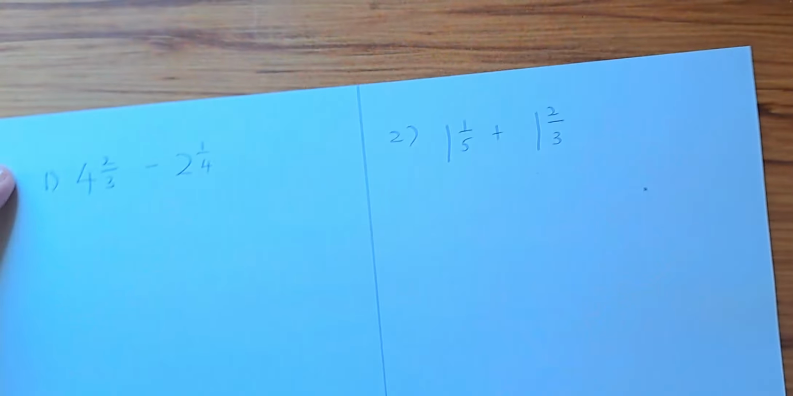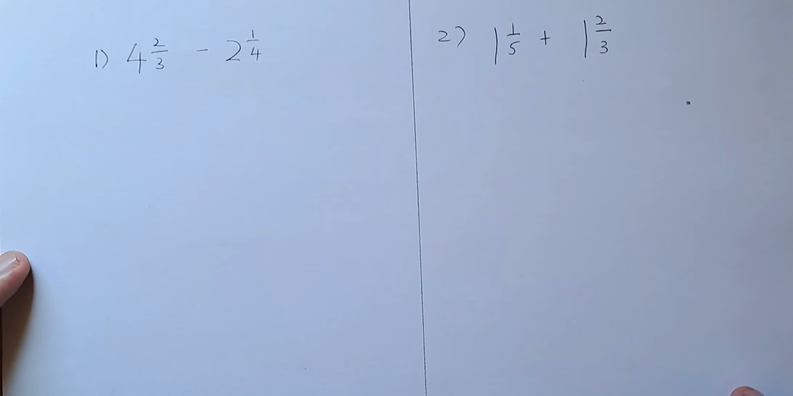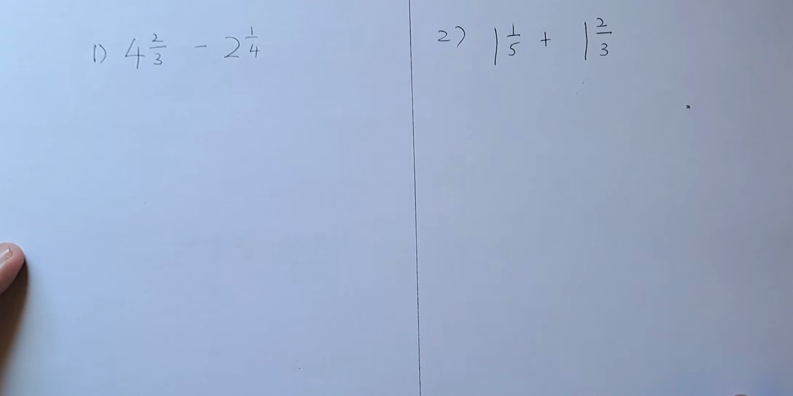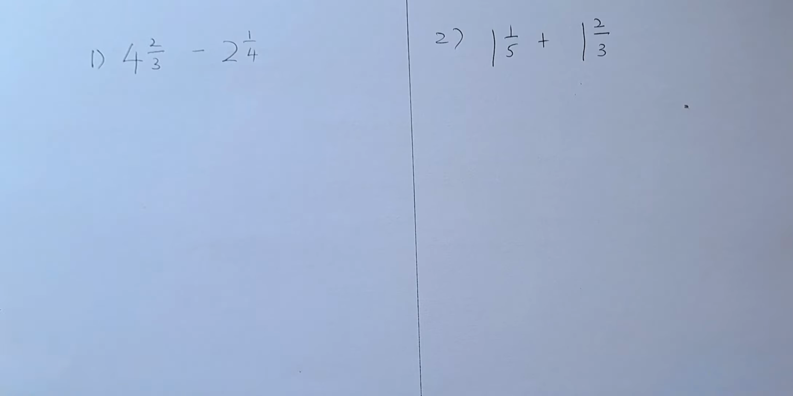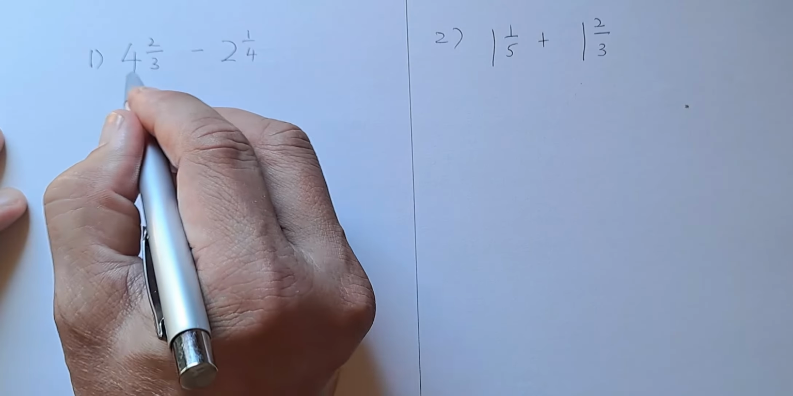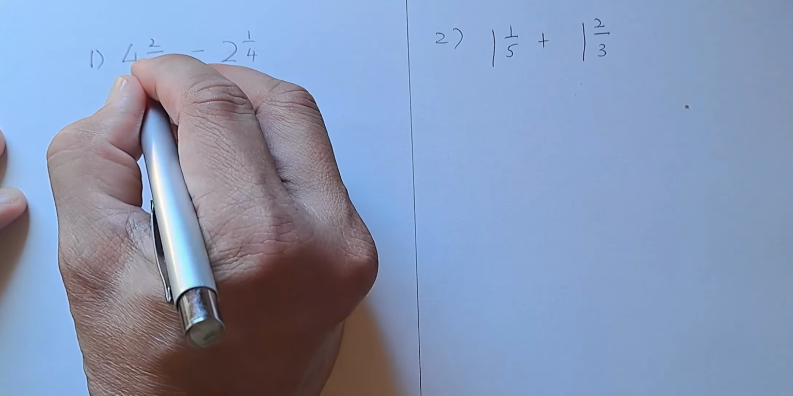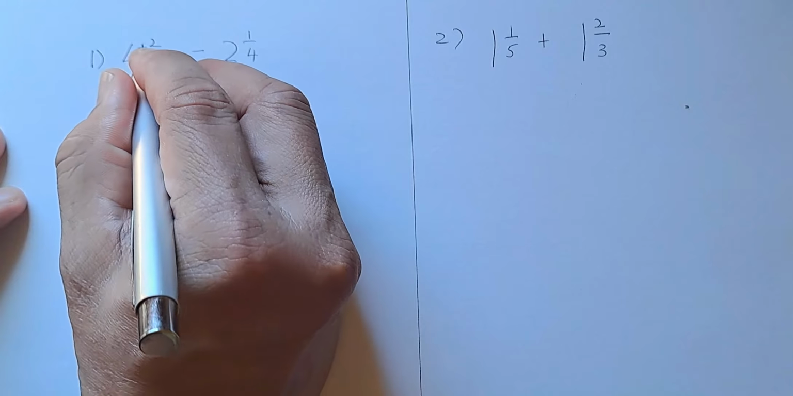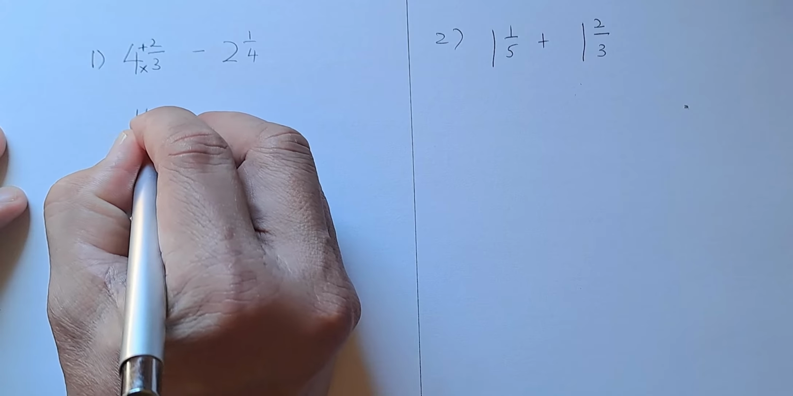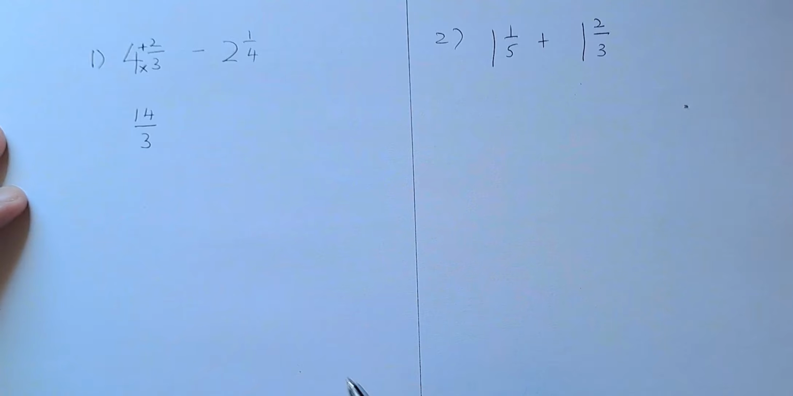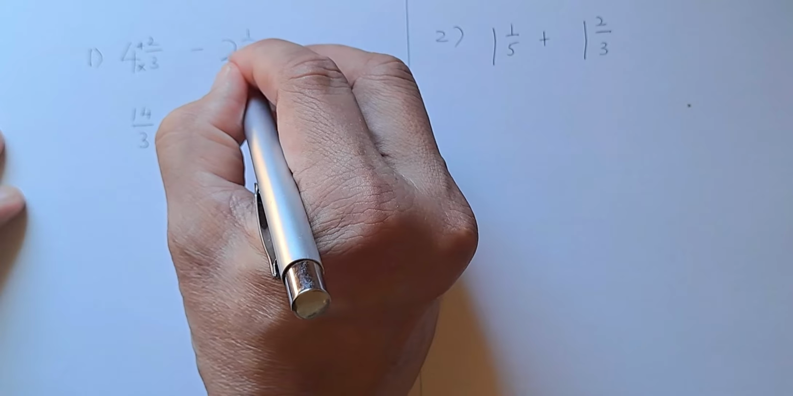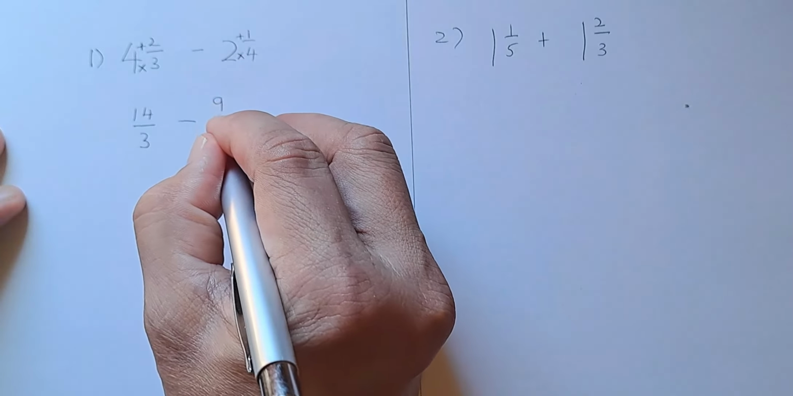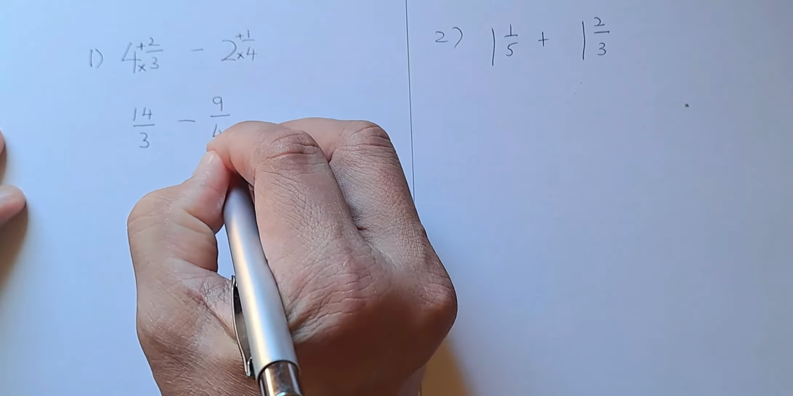The first example is going to be a subtraction. We have 4 2/3 take away 2 1/4. Like I said before, you need to first convert these into improper fractions. So you multiply 4 by 3 and add 2. 4 times 3 is 12, plus 2, that will give you 14 over 3. And for 2 1/4, you multiply and add. So 2 times 4 is 8, plus 1 is going to be 9 over 4.